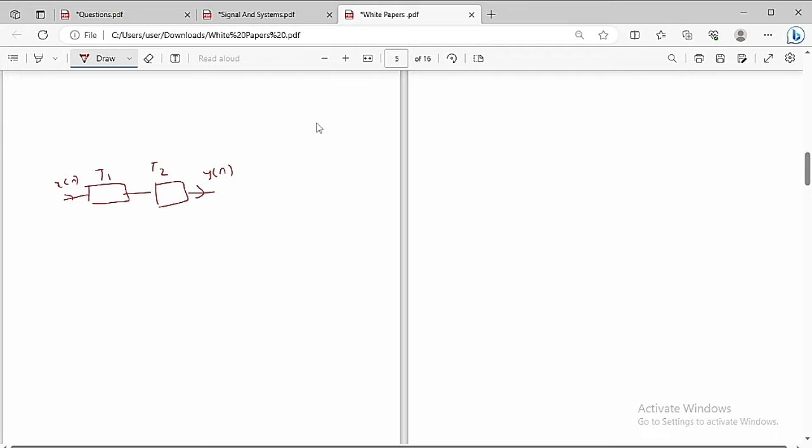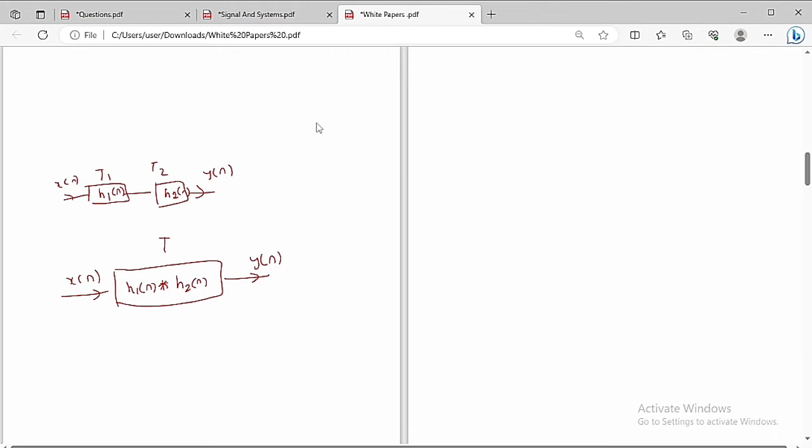Now, for system 1, the impulse response is h1 of n, and for system 2, the impulse response is h2 of n. Whenever you cascade the systems, the overall system impulse response is the combination of h1 of n and h2 of n, where the input is x of n and the output is y of n. So whenever you cascade two systems, the overall impulse response is the combination of the individual system impulse responses, but that holds for LTI systems.